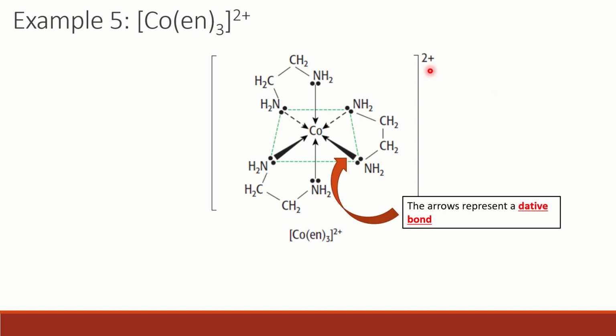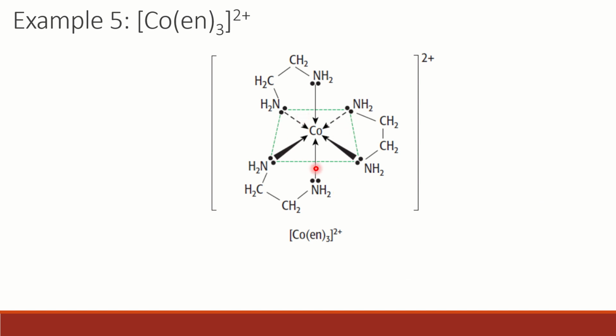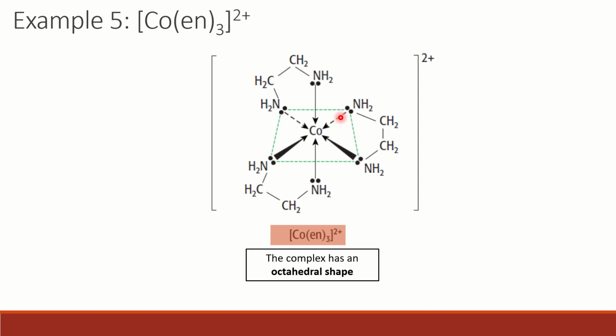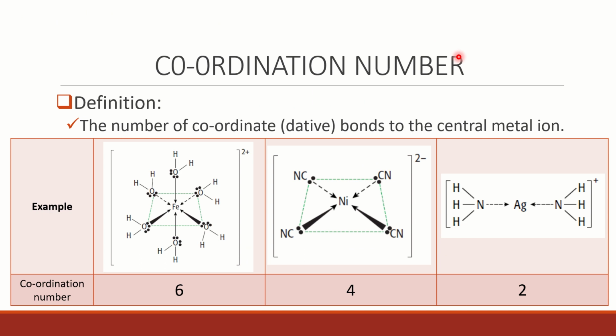Okay. Now here we have a dative bond. All of these arrows here are dative bonds. This is the definition of a dative bond. Now, if you have this structure, again, if you count, there are 1, 2, 3, 4, 5, 6 coordination number. Then you call it an octahedral shape. Now, what is a coordination number? Definition: the number of coordinate or dative bonds to the central metal ion.